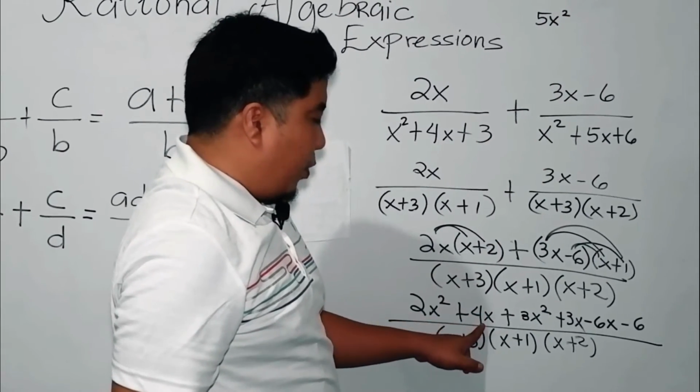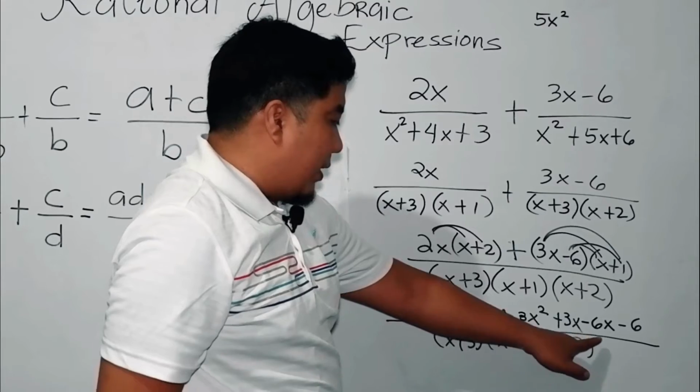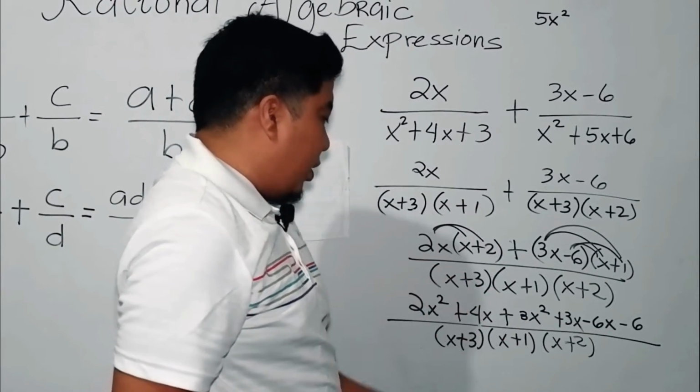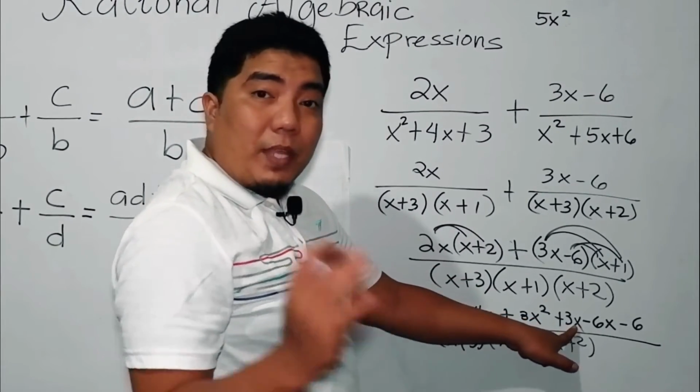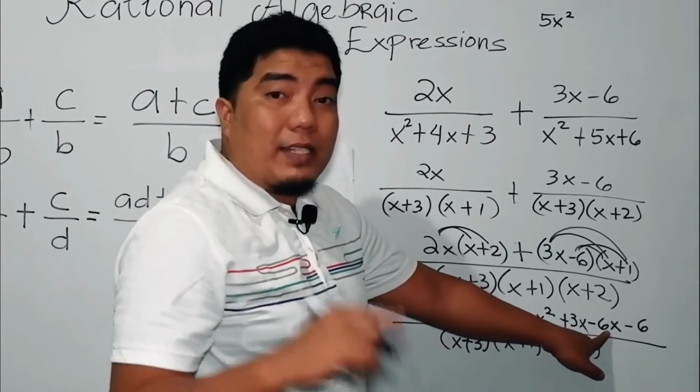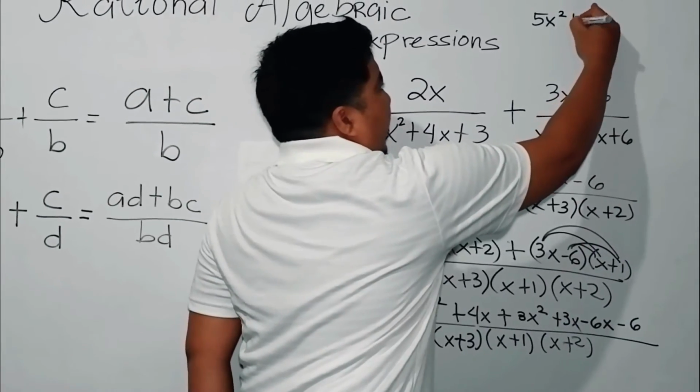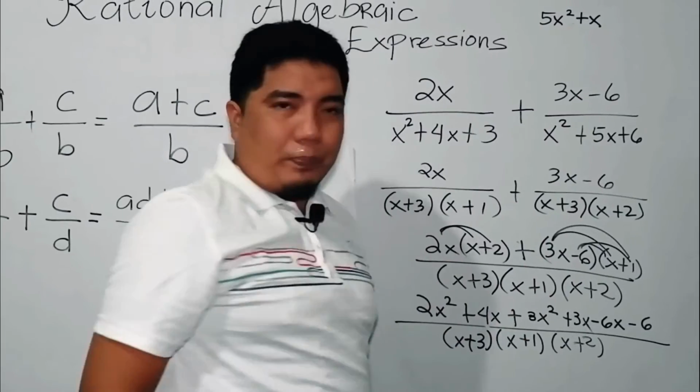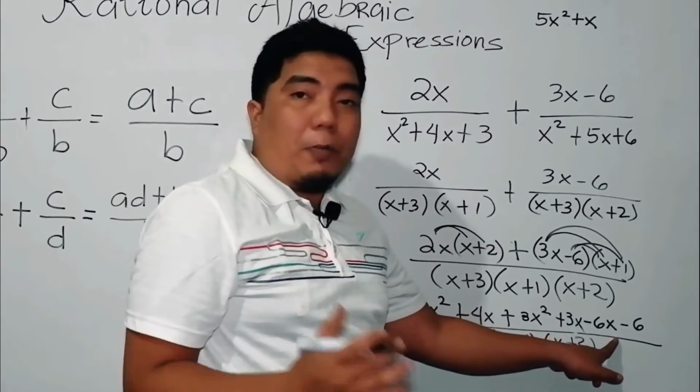Okay. We have a 4x here. We also have a 3x and a negative 6x here. So, 4 plus 3, that is 7. 7 minus 6, that is positive 1. So, therefore, the answer is positive x because they are linear terms.